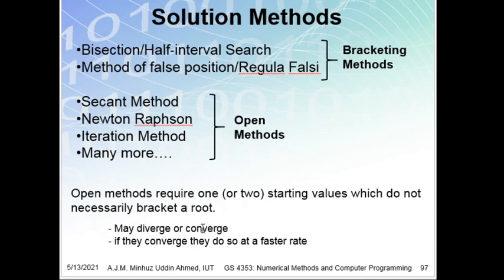It is a problem here, that is, whether it will diverge from the original root, or it will converge towards the original root. That is a concern here. If they converge, then the positive thing is that they converge at a faster rate, a very fast rate. An example is Newton-Raphson, which will give you a clear overview regarding this, I hope.